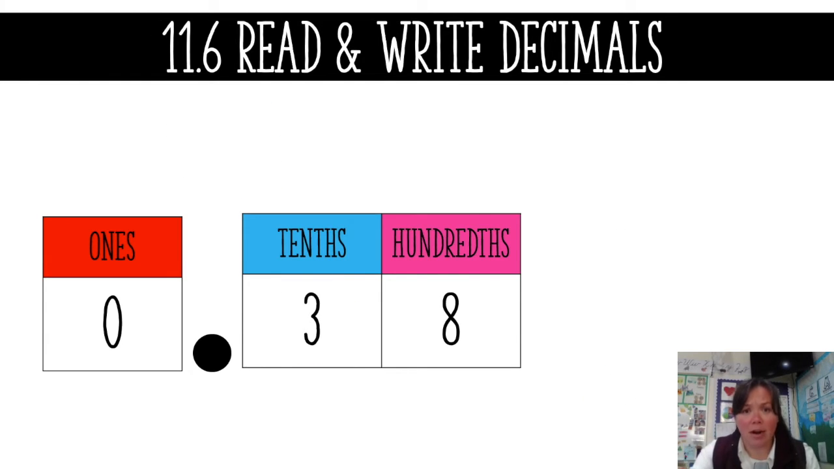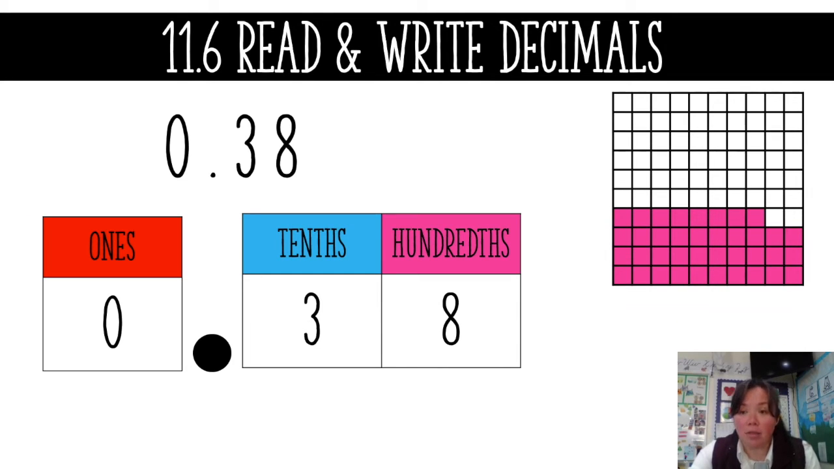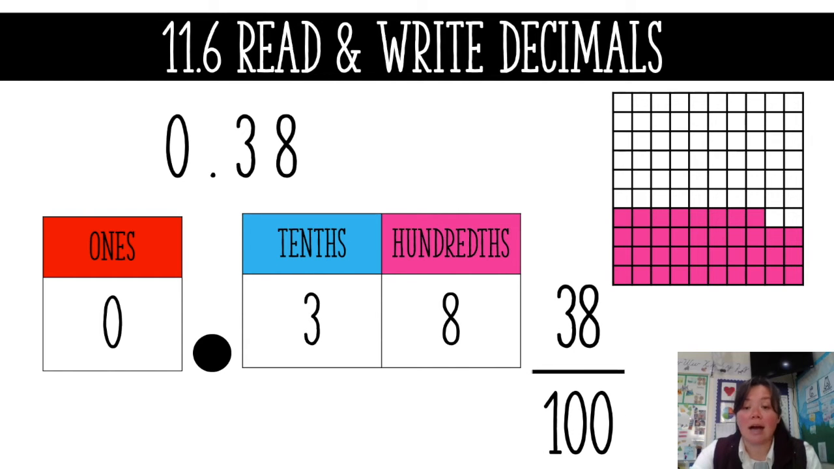Because here we have our hundredths place, and we would write that 0.38, thirty-eight hundredths. And here's our model. 38 of those pieces are colored in. And our fraction is 38 over 100, 38 out of 100.